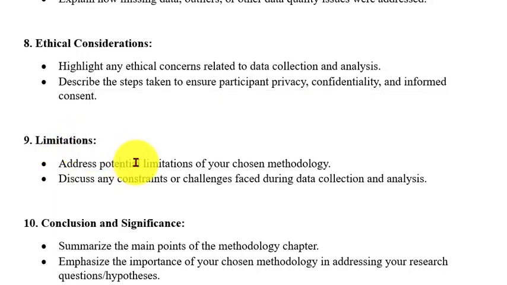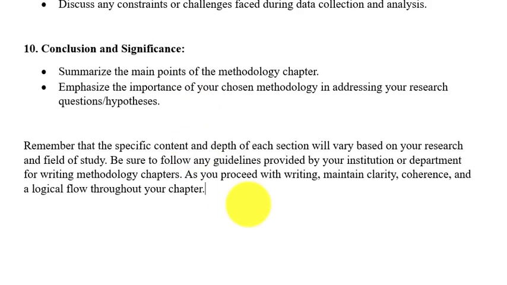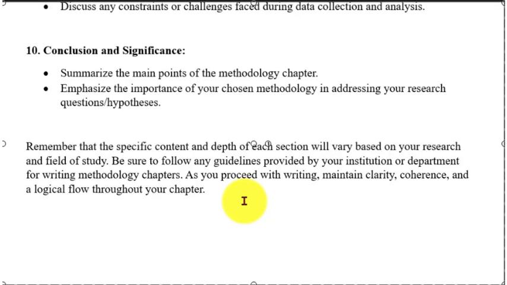Now, limitations can also go in your final chapter under conclusions. Some teachers would want you to do that. But then you write up, what did you find? What was significant? What was not significant? What does it mean? Remember, as you write, you wanna maintain clarity, coherence, and a logical flow throughout this entire chapter. Okay.